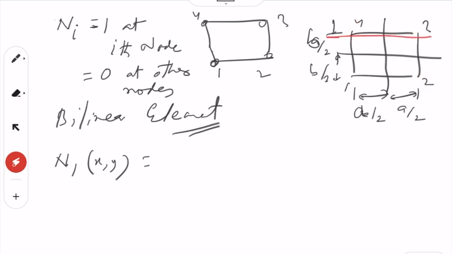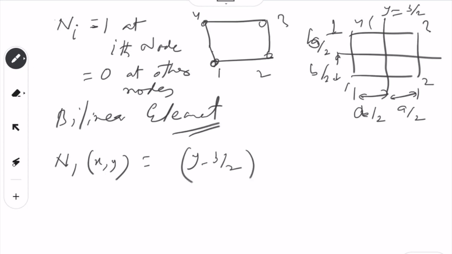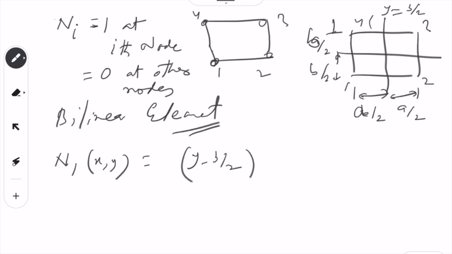So, what is the equation of this one? That means we can write the equation of this line, which is nothing but y equal to b over 2. This is what this line was, right. So, we can write y minus b over 2, then we write the equation of this line. The equation of this line is x equal to a over 2, so this is nothing but x equal to a over 2.